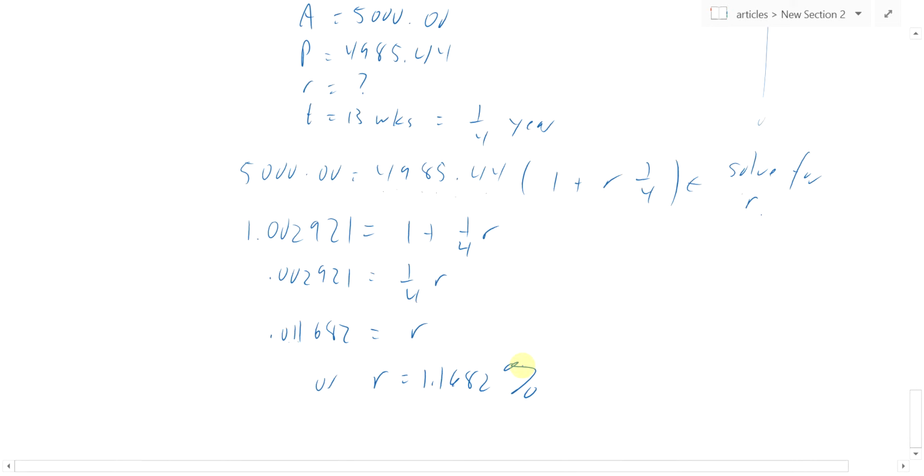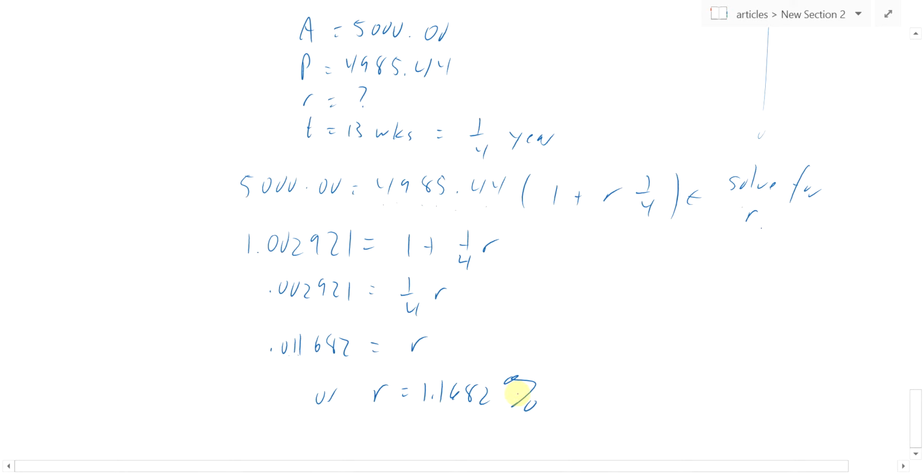1.1682%. And if you can do better than that, you invest your money somewhere else and you don't buy the T-bill. If you can't do better than that, then you buy the T-bill, and it's pretty safe. So T-bills are also sort of a way to judge what the interest rates are, right? If T-bills are relatively expensive, then interest rates are really low. If T-bills are relatively cheap, then interest rates are pretty high.